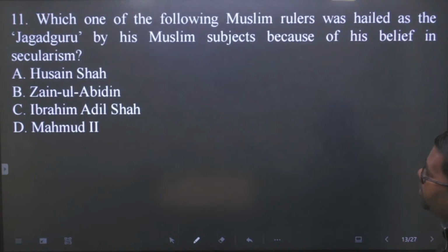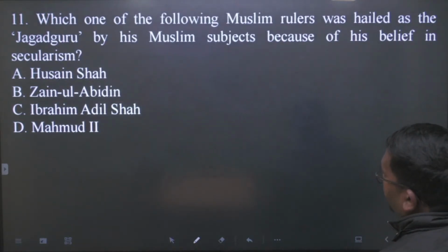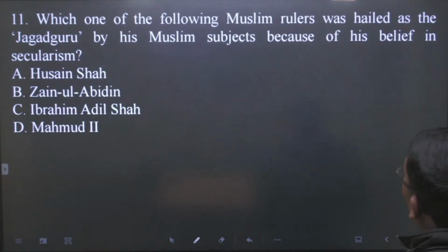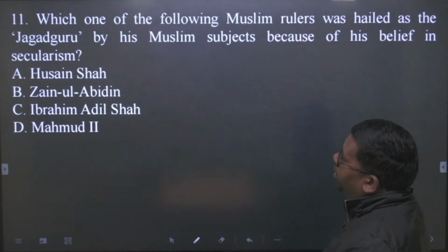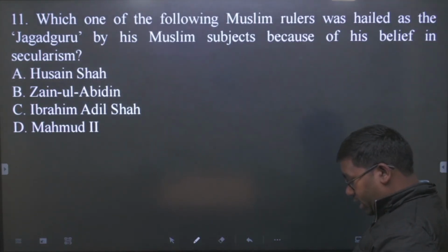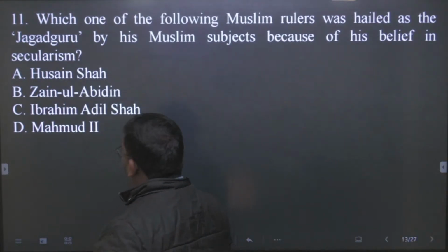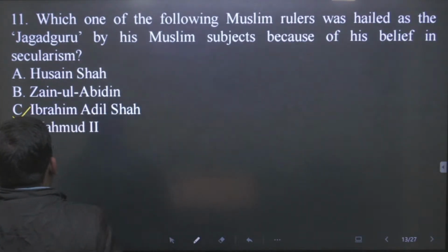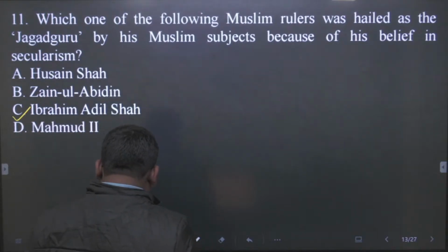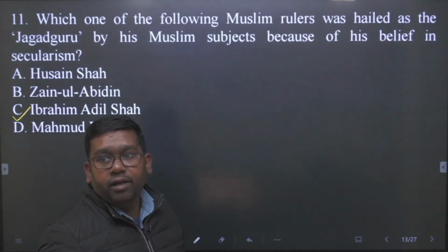Then we have: which of the following Muslim rulers was held as the Jagat Guru by his Muslim subjects because of his belief in secularism? That is, who has been given the title of Jagat Guru for believing in secularism? Its answer will be Ibrahim Adil Shah. Okay, so Ibrahim Adil Shah will be the answer to this question, who is defined as Jagat Guru at this time. He is known for his secular identity.